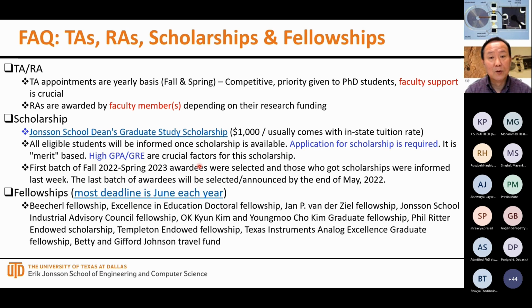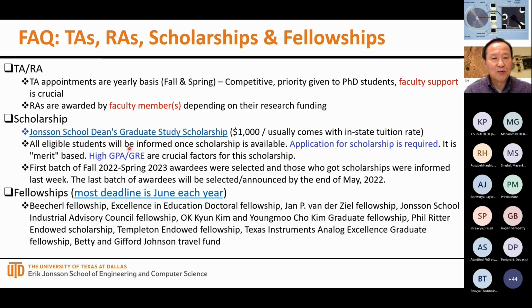For scholarships, the most common scholarship for incoming master's students is the Johnson School Dean's Graduate Studies Scholarship. I'm not sure if you applied and were admitted, and I'm not sure if some of you did not apply for the scholarship. You should. It is not automatic, so you should apply to be considered. This scholarship awards $1,000, which is not really a lot of money, but it may come with the in-state tuition rate. So you don't pay out-of-state tuition, and that's a substantial saving of money enabled by this $1,000 scholarship.